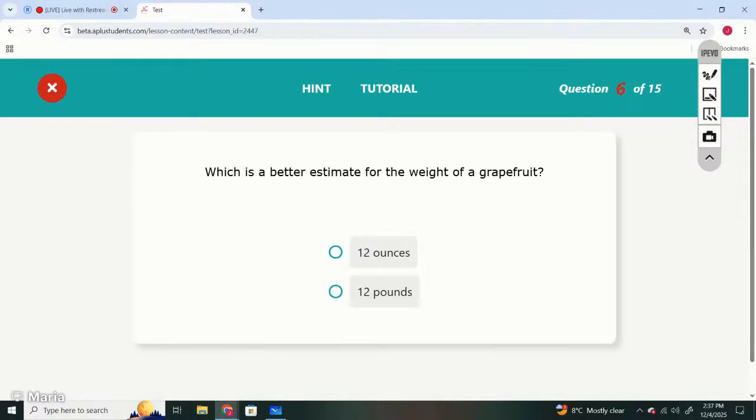Which is a better estimate for the weight of a grapefruit? The weight of a grapefruit would be 12 ounces. Which is a better estimate for the weight of a turkey? The weight of the turkey would be 19 pounds. Option number two is the correct option. 9 ounces is too little for the weight of the turkey.